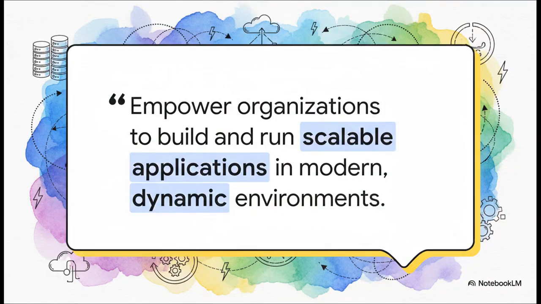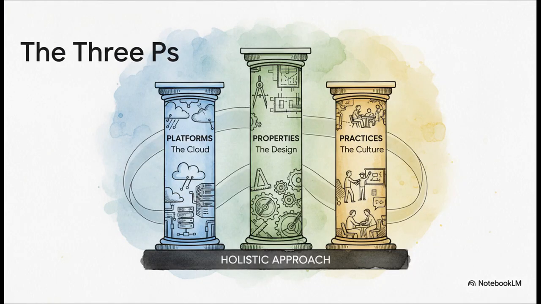And you don't have to just take my word for it. Here's the official definition from the Cloud Native Computing Foundation, or the CNCF. They say it's about empowering organizations to build scalable apps in these new, dynamic environments. The goal is systems that are resilient, manageable, and easy to observe. Now that definition is a bit of a mouthful, a little academic, so let's simplify it. I like to think of Cloud Native as the 3 Ps. It's about the platforms you run on, the properties you design into your applications, and the practices your teams adopt.